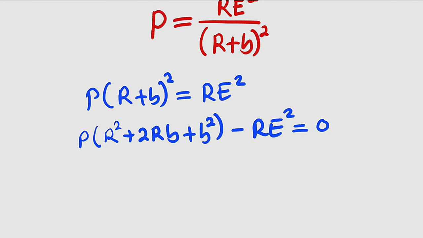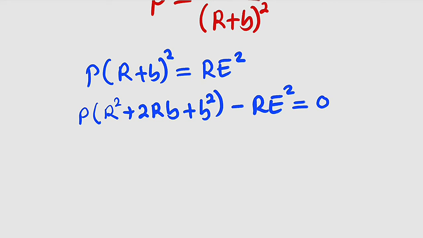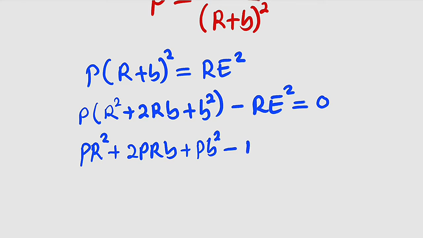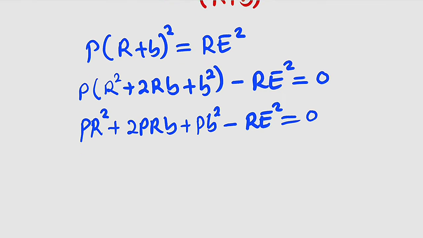Now let us distribute P inside. Our main goal is to make R the subject, remember? So P times R squared, that would be PR squared, plus P times this will give us 2PRB, then plus P times B squared, that is PB squared, then minus RE squared. This is equal to 0.